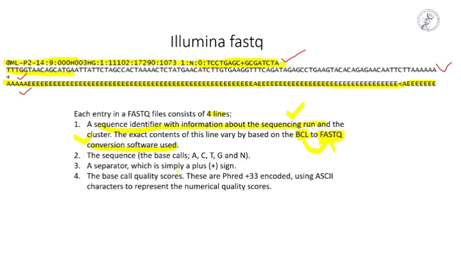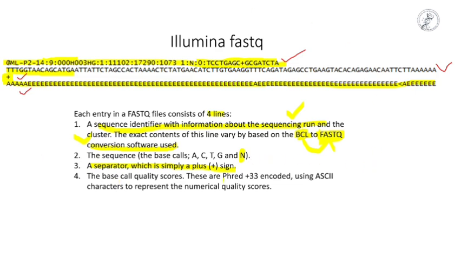The sequence itself, the base called sequence ATGC. Sometimes they denote N, where we can't confirm a particular nucleotide. The peaks are overlapping, so we will just add N because we are not confirming. The third line contains a plus sign, which indicates that the sequence line ends. Or we can say it is a separator. The plus sign is a separator, which is simply a plus sign in the third line. And the fourth line is the base called quality score.